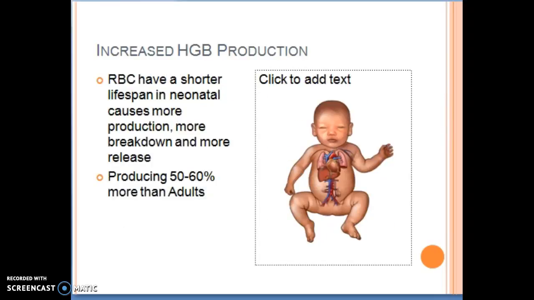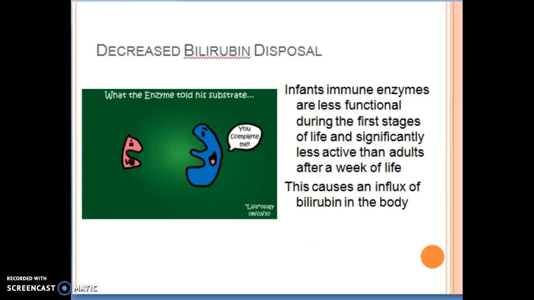When talking about increased red blood cells in a child or an infant, they have a shorter lifespan because they're working overtime for the most part. So the breakdown releases more of the bilirubin, and it's not actually helping the baby. It's more destroying it if it's not metabolized correctly. It has a decrease in disposal. Infants' enzymes are less functional during the first stages of life, and significantly less active than adults after the first week. This is what creates the influx to begin with.